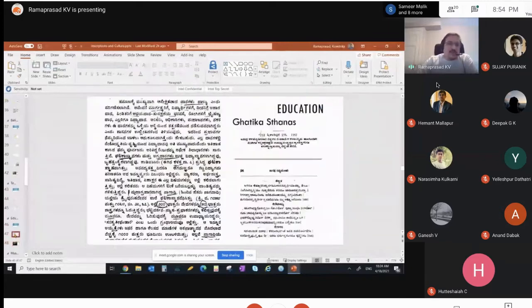just talk about one slide on the types of education that was there. We can see from the inscriptions that there were indeed many places where education was given to people.